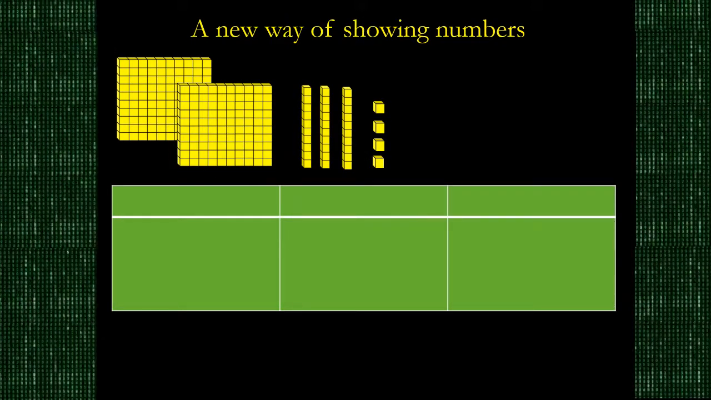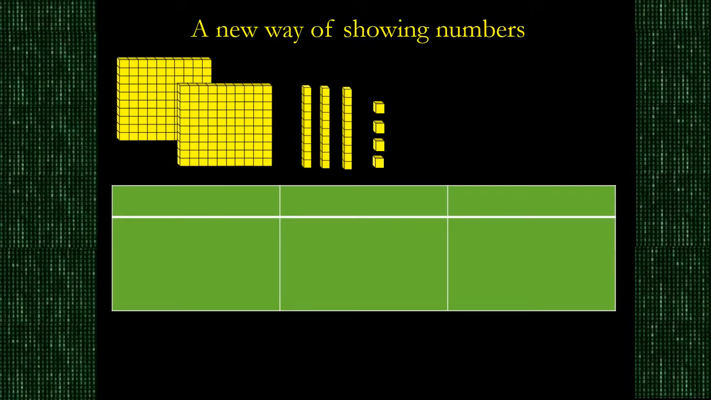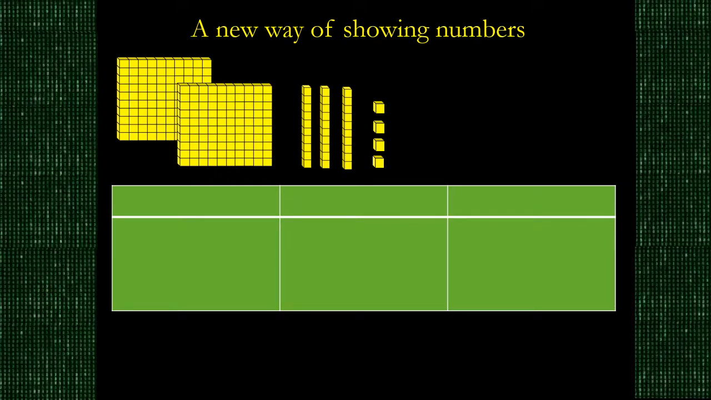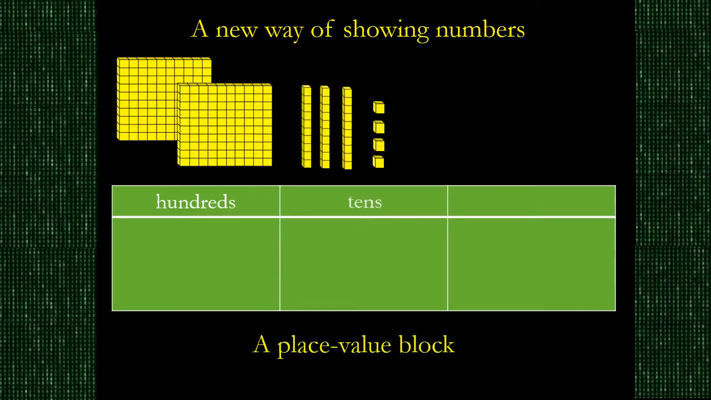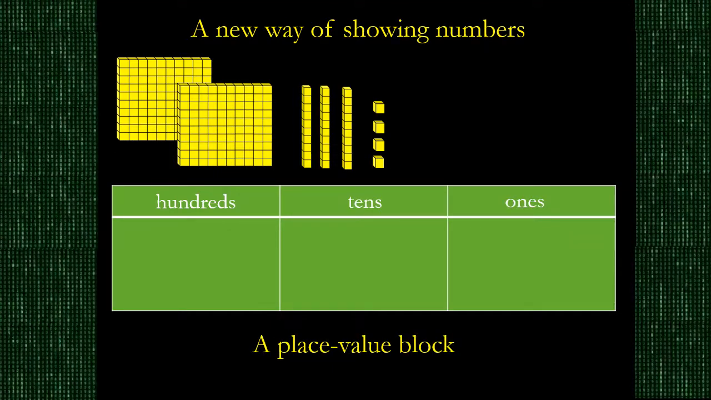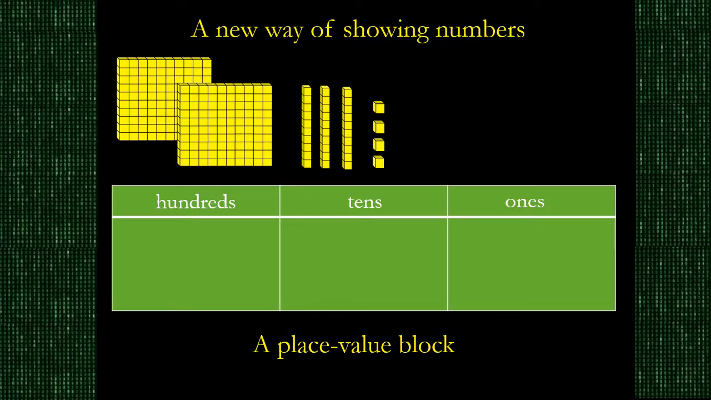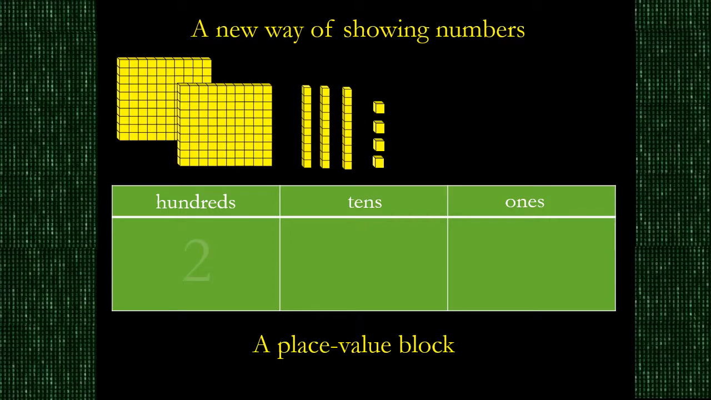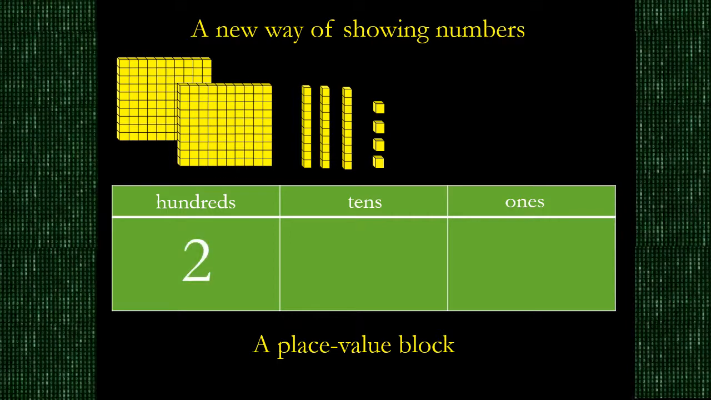So this green thing you see here is a place value block. Here's how it works. What we're going to do is we're going to make sure it's labeled, and it'll always be labeled for us. Hundreds, tens, and ones. And we're going to count how many hundreds there are. Well, look at those hundreds flats. There are 2 of them. So we're going to put a 2 there.